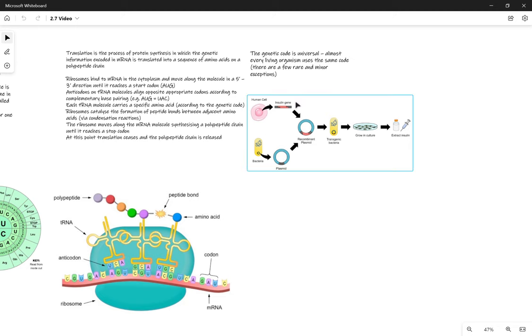For example, in humans there's a gene for producing insulin. That insulin gene can be combined with a plasmid from a bacteria, which can then be put back into the bacteria and grown in culture, which means that bacteria is producing a lot of insulin, providing us with a very fast and efficient way to create insulin by creating this recombinant DNA.